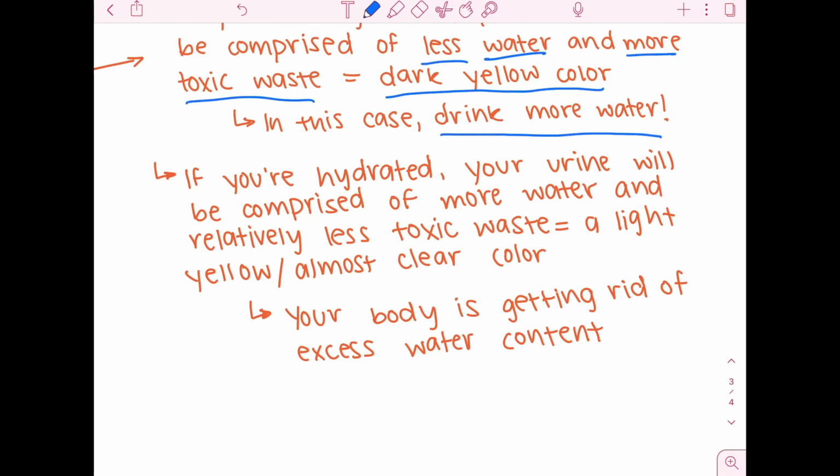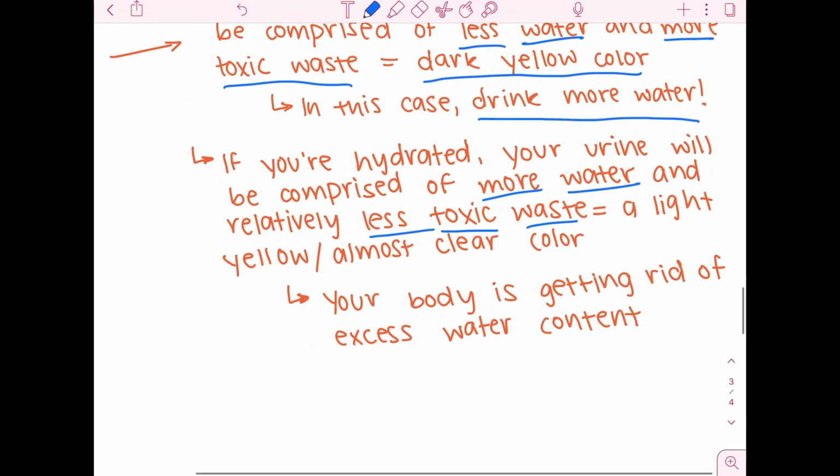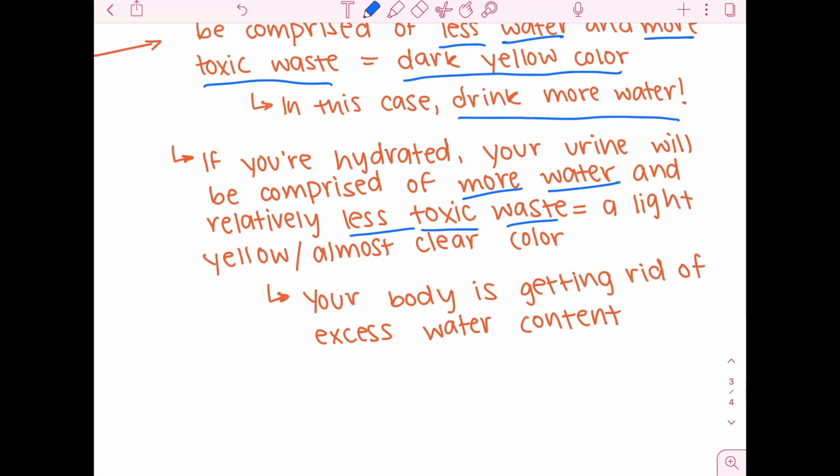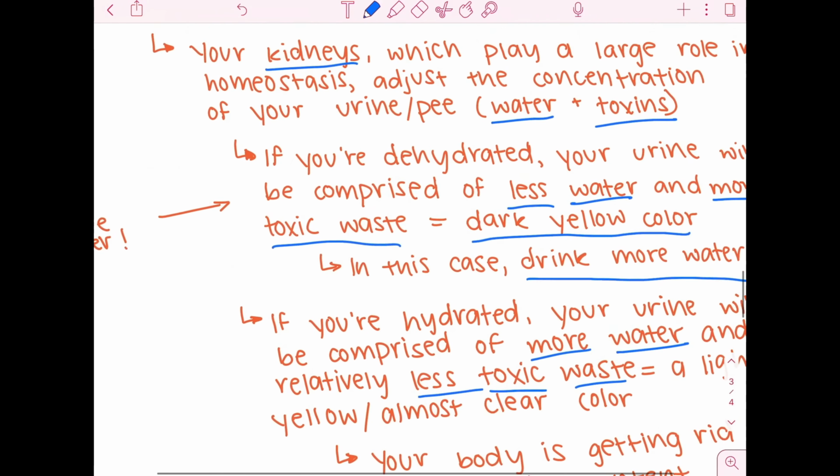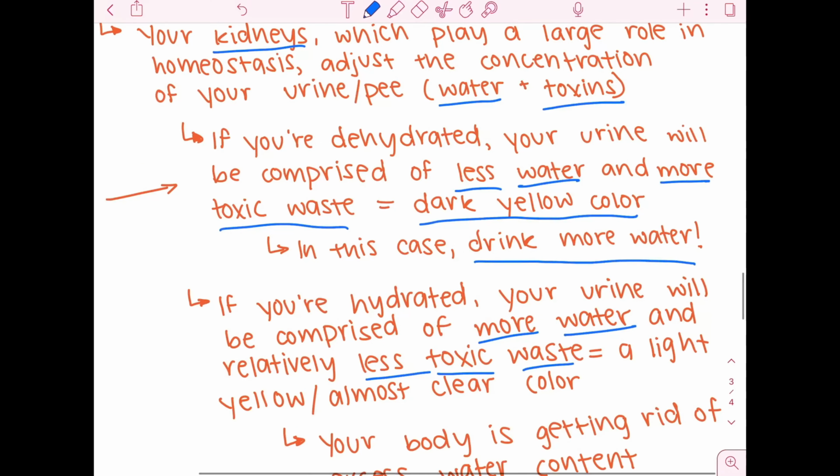On the other hand, if you're hydrated, your urine will be comprised of more water and relatively less toxic waste, which will give your urine a light yellow or almost clear color. This is your body's way of telling you that it's getting rid of excess water content that is currently not needed and won't be used in any cellular or bodily function. So it's just extra water that is not being used. In this case, you're on the right path and your body is telling you that it's at a comfortable state right now. So it's better to urinate more in this case than urinate less, because if you're dehydrated, you will also urinate less.